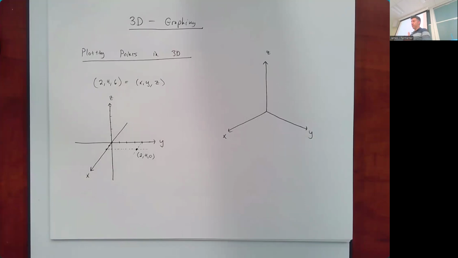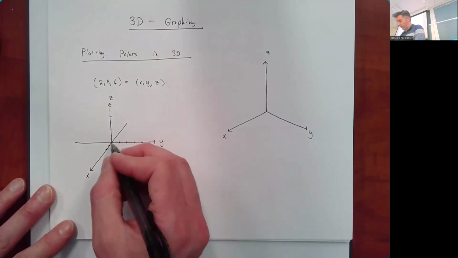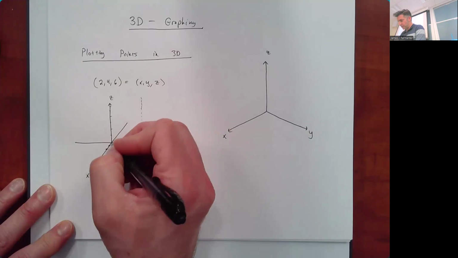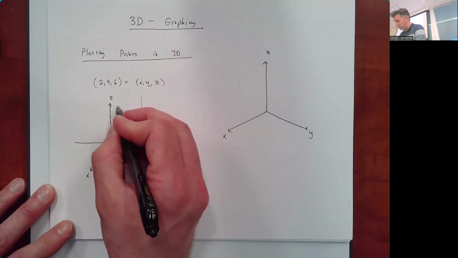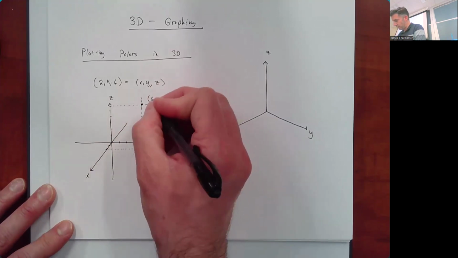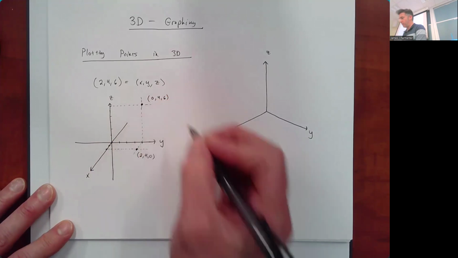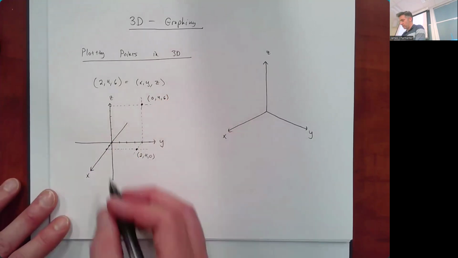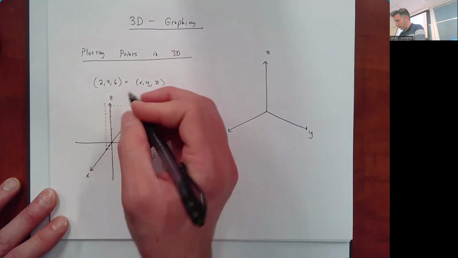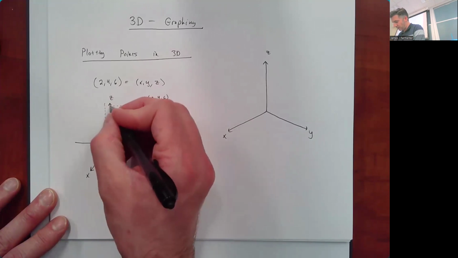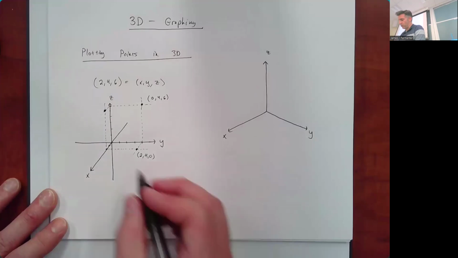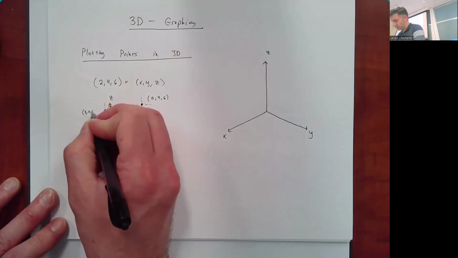I'm going to do the same thing in the other 2 planes. I'm going to go 4 in the y direction and then straight up. Or I'm going to go 6 in the z direction and then straight over. That point there is the point 0 in the x direction, 4 in the y direction, 6 in the z direction. And then I can do the same thing over here. I can go 2 in the x direction and then straight up, or I can go 6 in the z direction and then parallel to the x direction, and get the point 2, 0, 6.